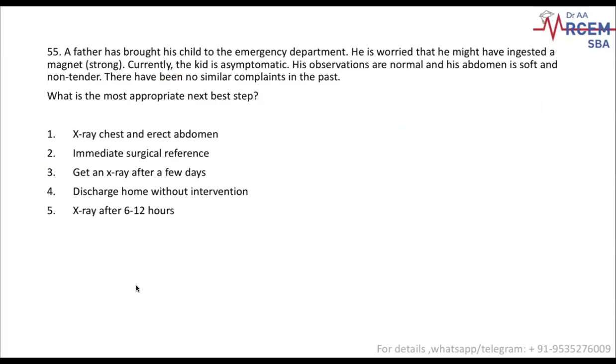A father has brought the child to the emergency department. He was worried that the child might have ingested a strong magnet. Currently, the kid is asymptomatic. The observations are normal. His abdomen is soft and non-tender. There are no similar complaints in the past. What is the most appropriate next step?